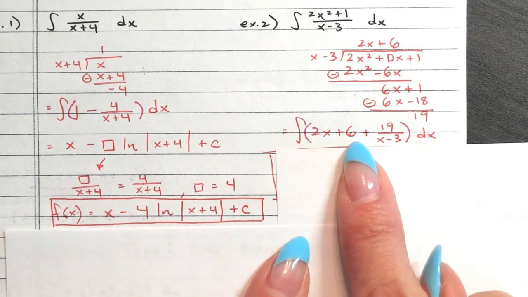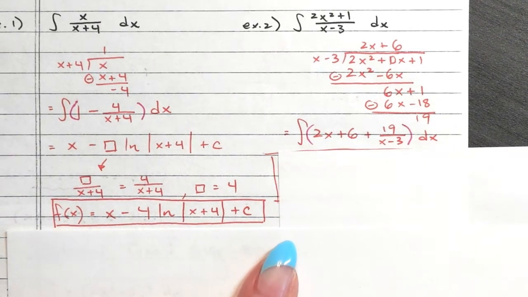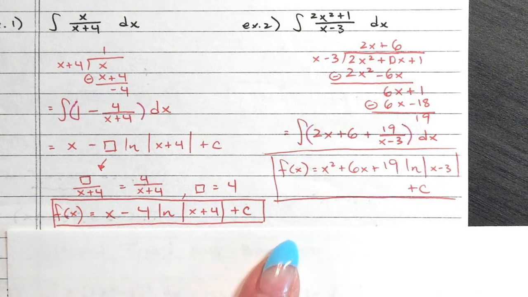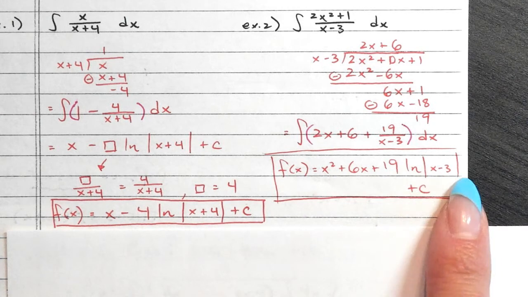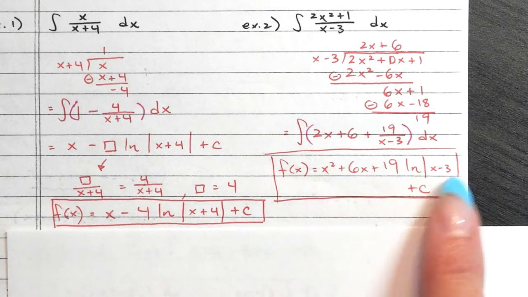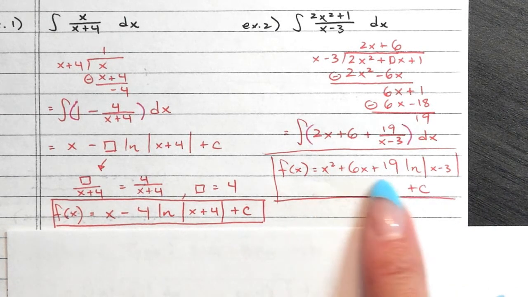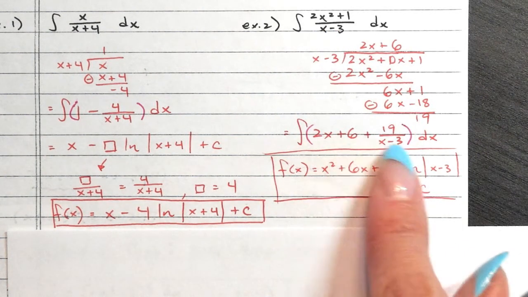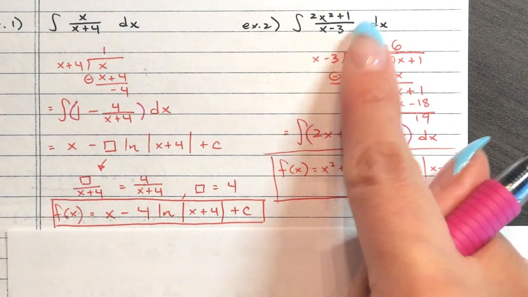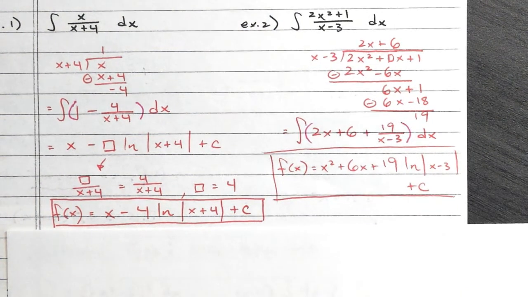What did this come from? An x squared. What did this come from? A 6x. So the last one is a natural log, right? So 19 times the natural log. So if you took the derivative of this, don't forget your plus c, you would get this, which is equivalent to this, technically. All right? Okay, so there's number 2.